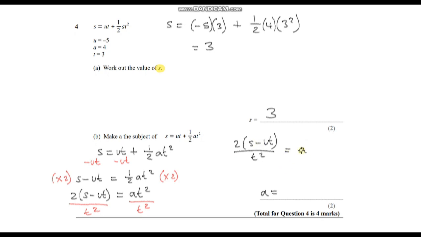So it doesn't matter which way round we put it. I've started putting the a on the left hand side. So this is just going to be a equals 2 times (s minus ut), all of that over t squared. And again, like I said before, you can expand the brackets here, but we don't need to.